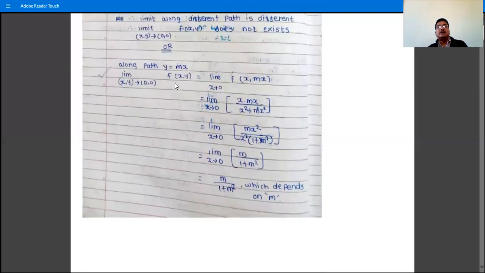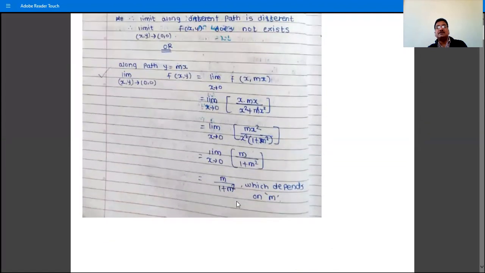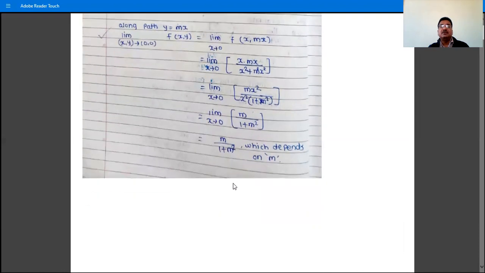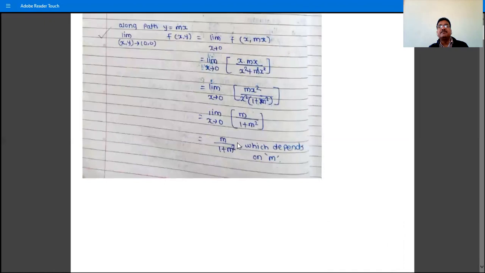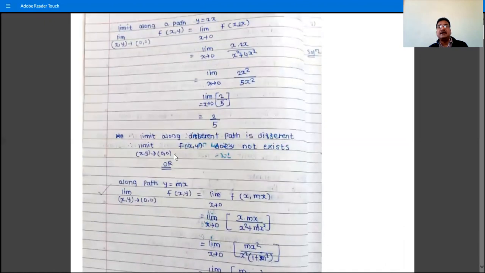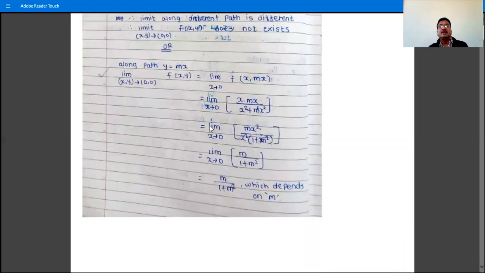So that's why take care of the path. Along this path the limit depends on m, and that's why we say the limit depends on m, meaning if we change m, the answers of this limit change, and therefore we say that the limit along different paths is different. Write this sentence after this: the limit along different paths is different, and therefore the limit of f(x,y) does not exist. So this is the second method. In the next problems we will mostly use the second method.